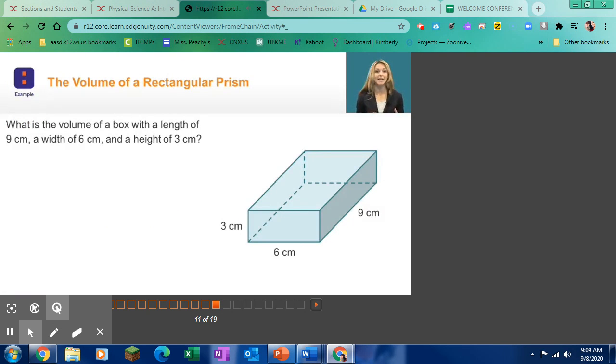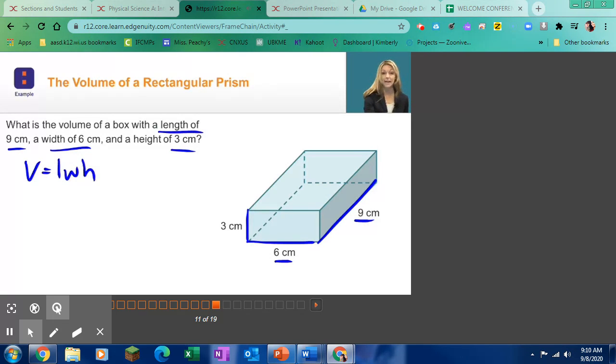Suppose you wanted to send a package and you needed to know the volume. Let's say you measured all of the dimensions of your box and found a length of 9 centimeters, a width of 6 centimeters, and a height of 3 centimeters. How would we find the volume? Do you remember the formula? Volume equals length times width times height.